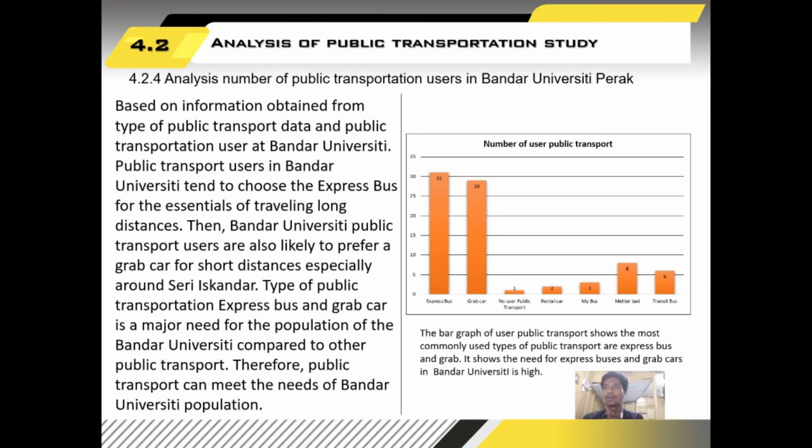The express bus and Grab car are a major need for the population of Bandar University compared to other public transport. Therefore, public transport can meet the needs of the Bandar population. The bar graph of public transport shows the most commonly used types of public transport are bus and Grab. It shows the need for bus and Grab in the Bandar is high.